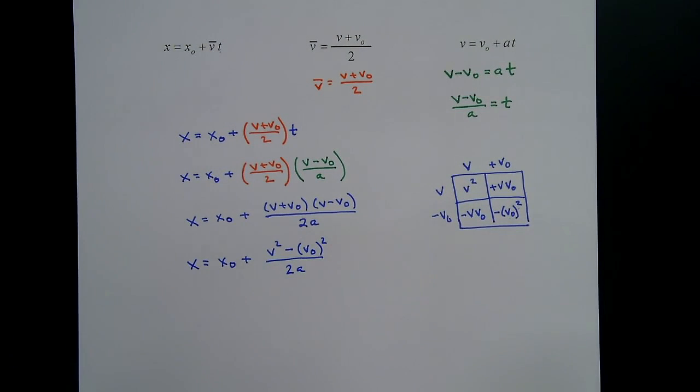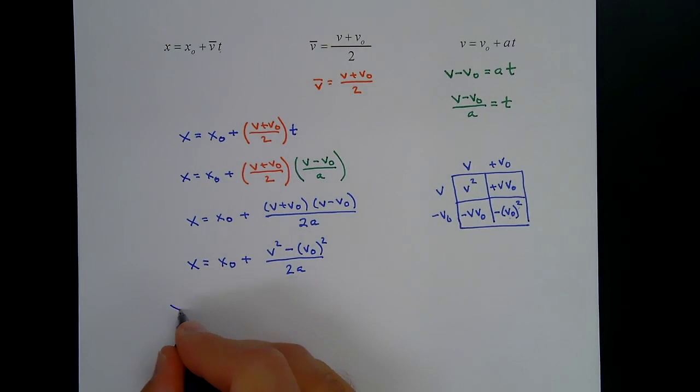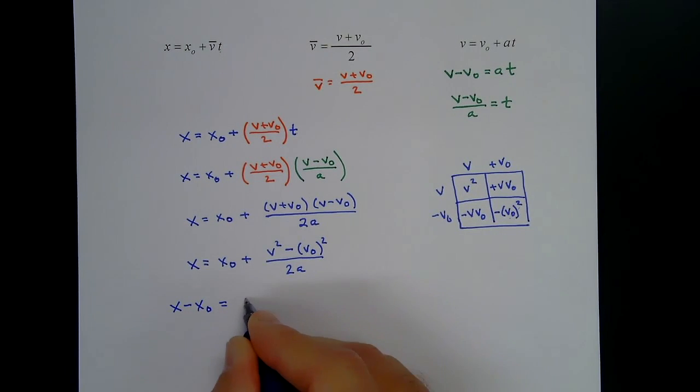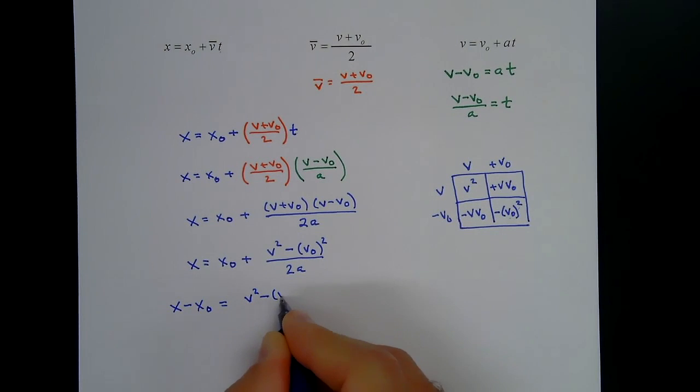So this becomes x is equal to x sub o plus v squared minus v sub o squared all over 2a. Now this is a little bit of a cumbersome equation, so I'm going to move the x sub o over to the other side, so I'm going to subtract it from both sides, and you wind up with x minus x sub o is equal to v squared minus v sub o squared all over 2a.